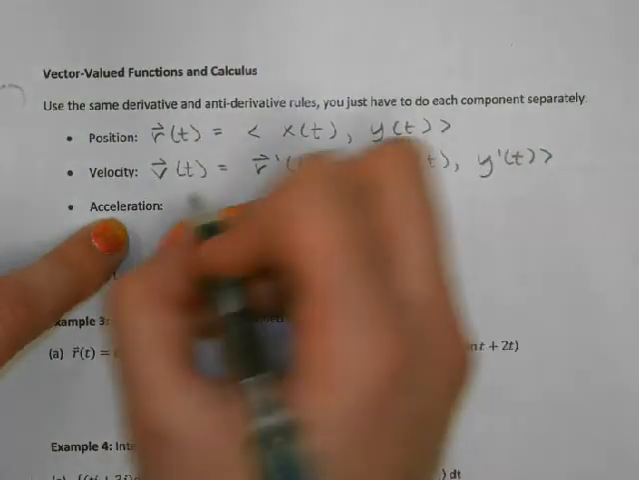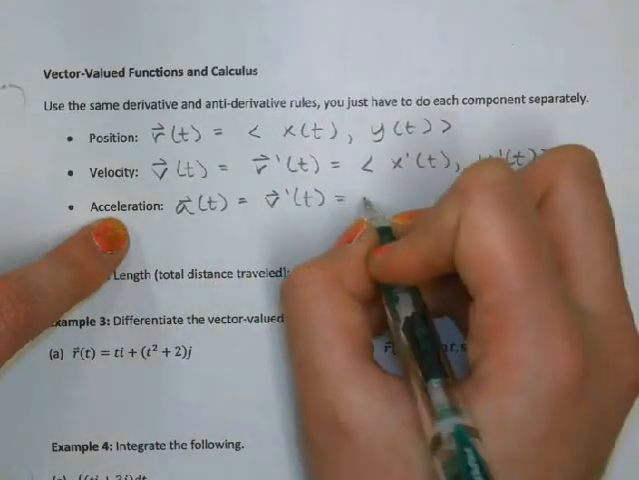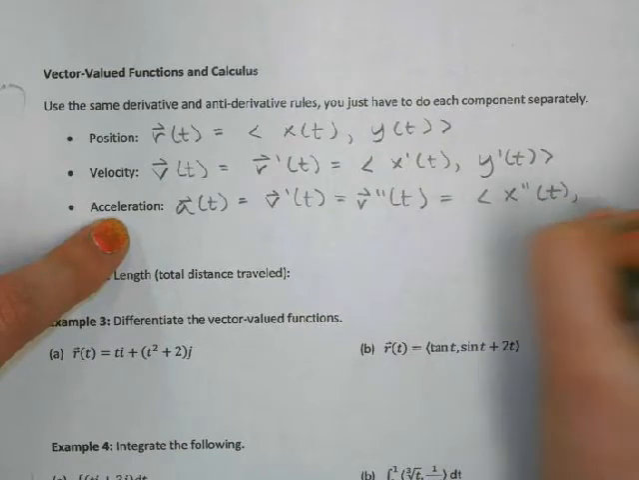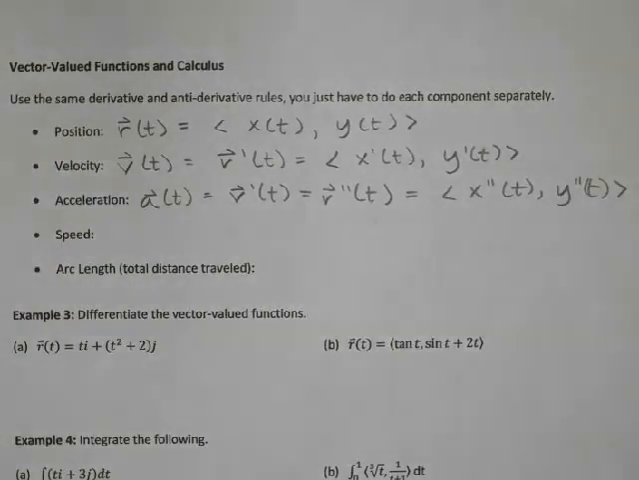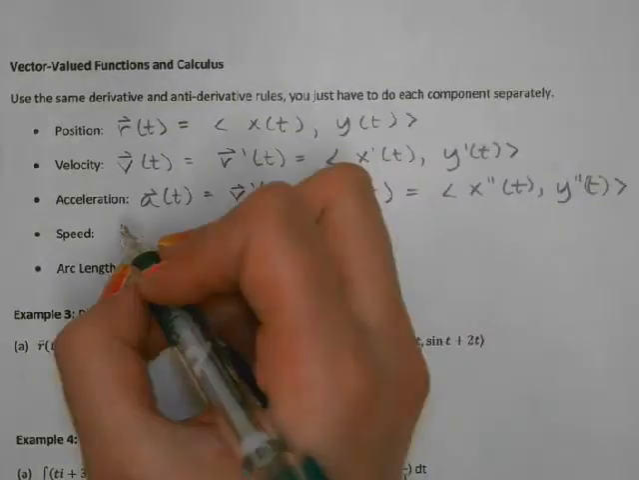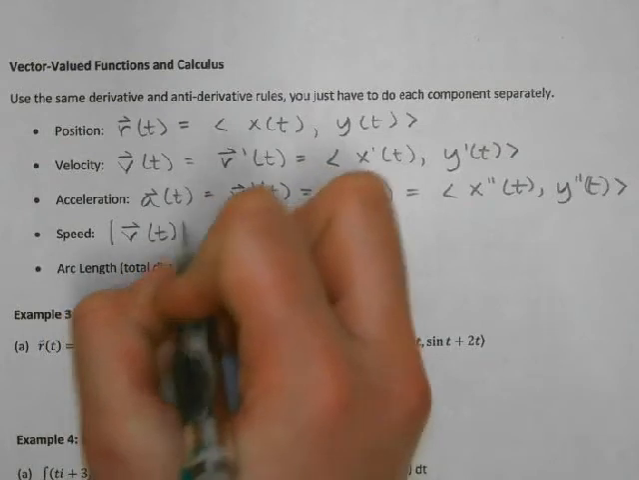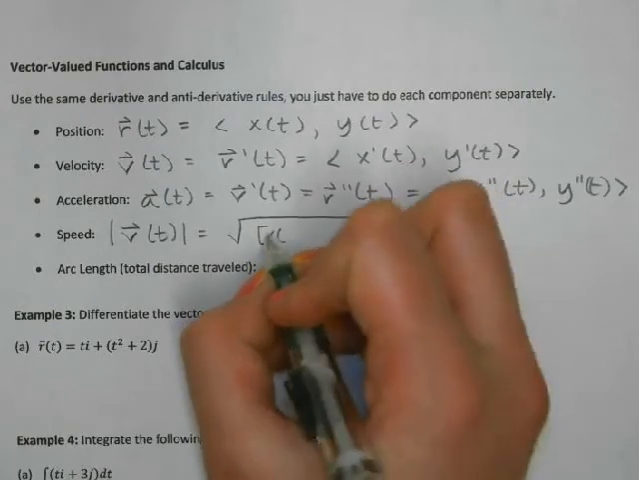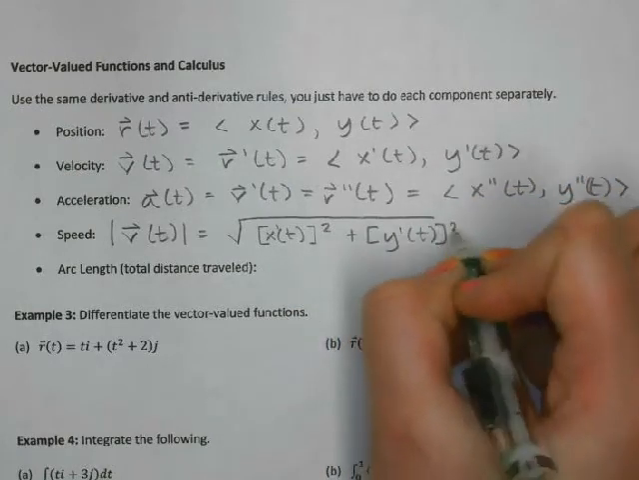So the acceleration vector is the first derivative of the velocity vector, which is the second derivative of the position vector. So that's x double prime of t, y double prime of t. So exactly what we learned before when we were dealing with higher order derivatives, just now we have two different components. The speed is going to be the magnitude of the velocity vector. So it is the square root of x prime of t squared plus y prime of t squared.